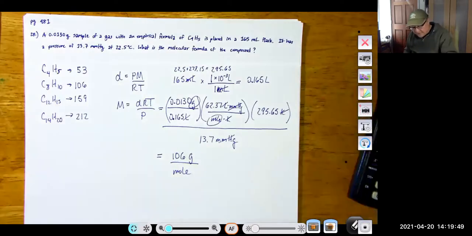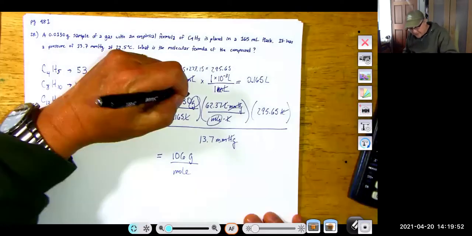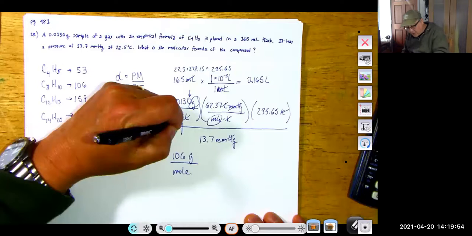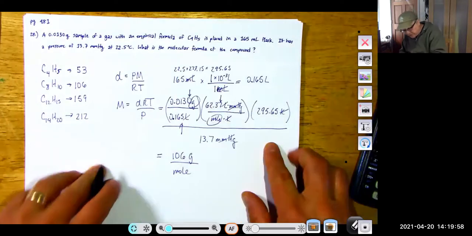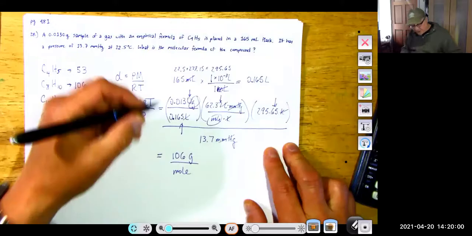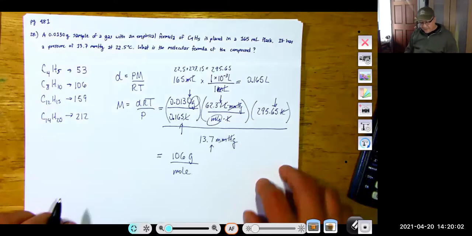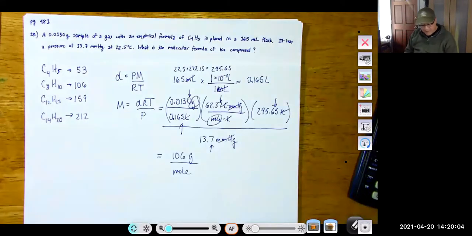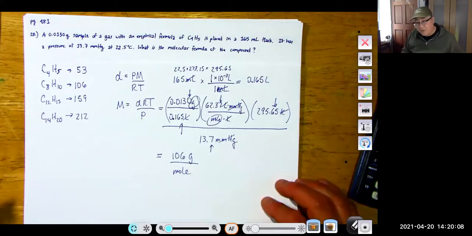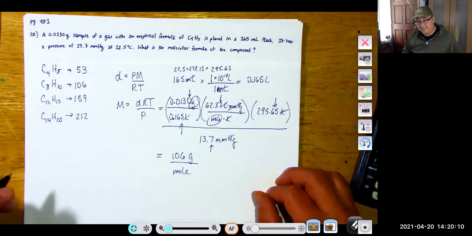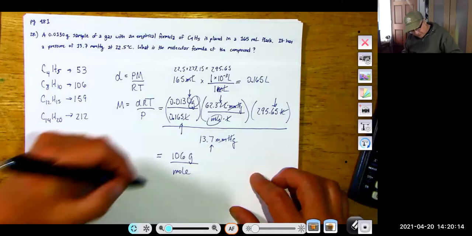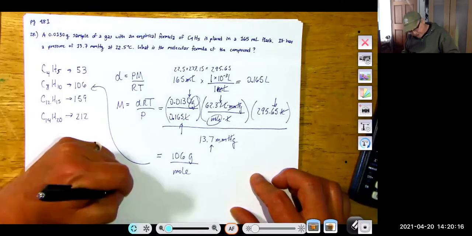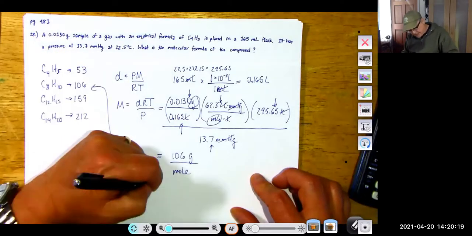And I know it's 3 sig figs because this is 3, this is 3, this is 4. This is good to the 10th, which is 4 sig figs. And this one is good to 3 sig figs. So I'm going to round to 3 sig figs. So the molar mass is 106. But what was the question? The molecular formula. So we're going to say that matches this. So the molecular formula is C8H10.